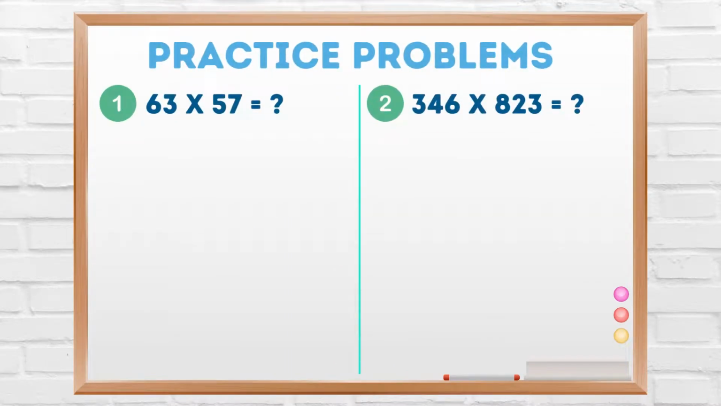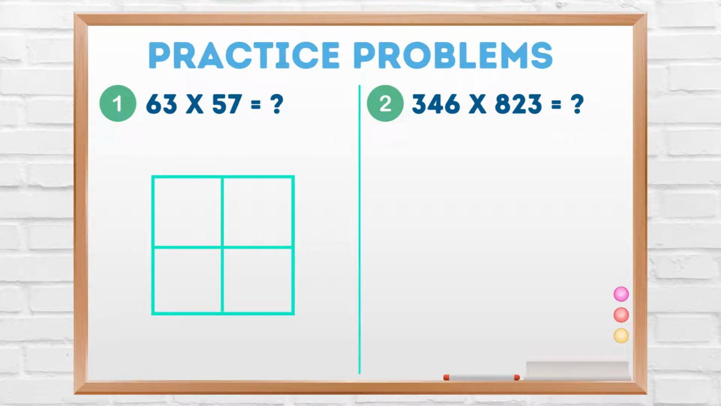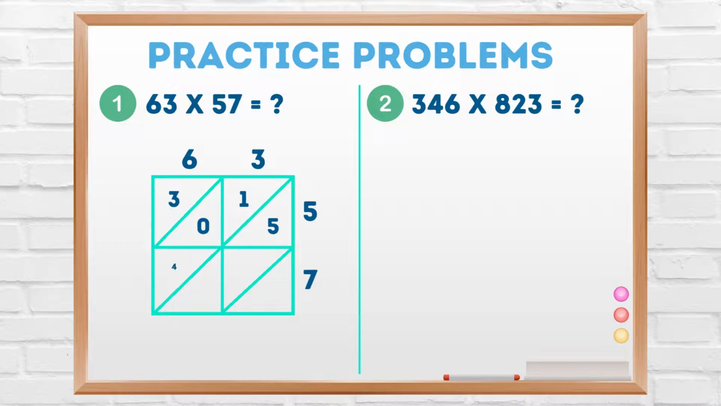Now let's try some practice problems. Can you solve 63 times 57 using the lattice method? Pause this video and when you have your answer, press play. Okay, so we draw our 2 by 2 grid with diagonal lines, then we label it using the numbers from above.